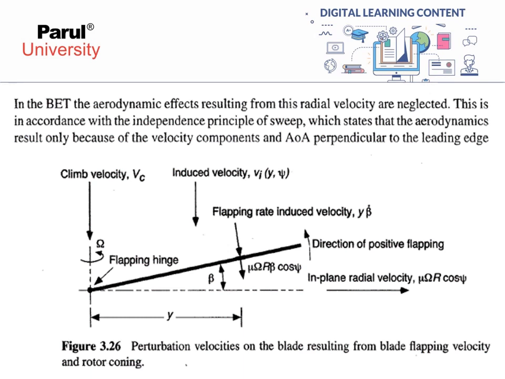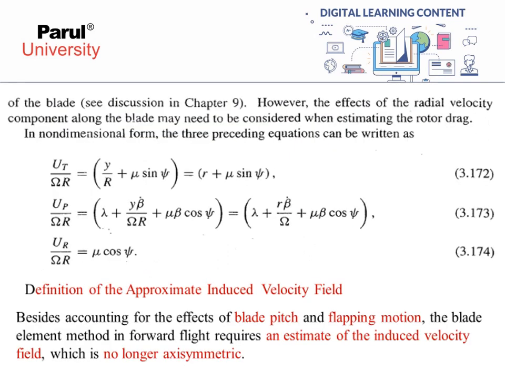This is the figure of perturbation velocity, the perturbation velocity of the blade resulting from blade flapping velocity and rotor coning of the blade sections. However, the effect of the radial velocity components along the blade may need to be considered when estimating the rotor drag.